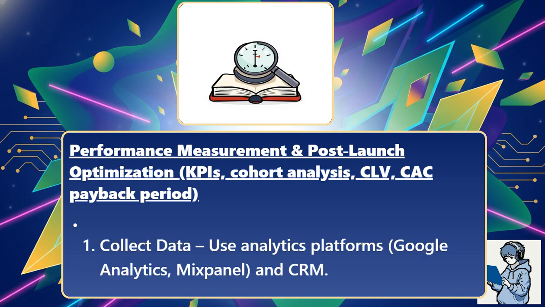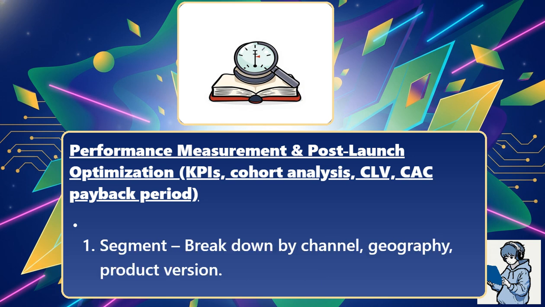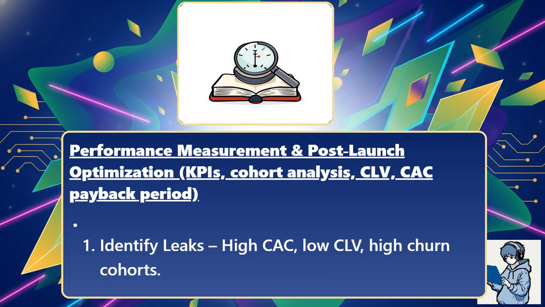Optimization loop. Step 1: collect data. Use analytics platforms such as Google Analytics, Mixpanel, and CRM. Step 2: segment breakdown by channel, geography, product version. Step 3: identify leaks: high CAC, low CLV, high-churn cohorts.